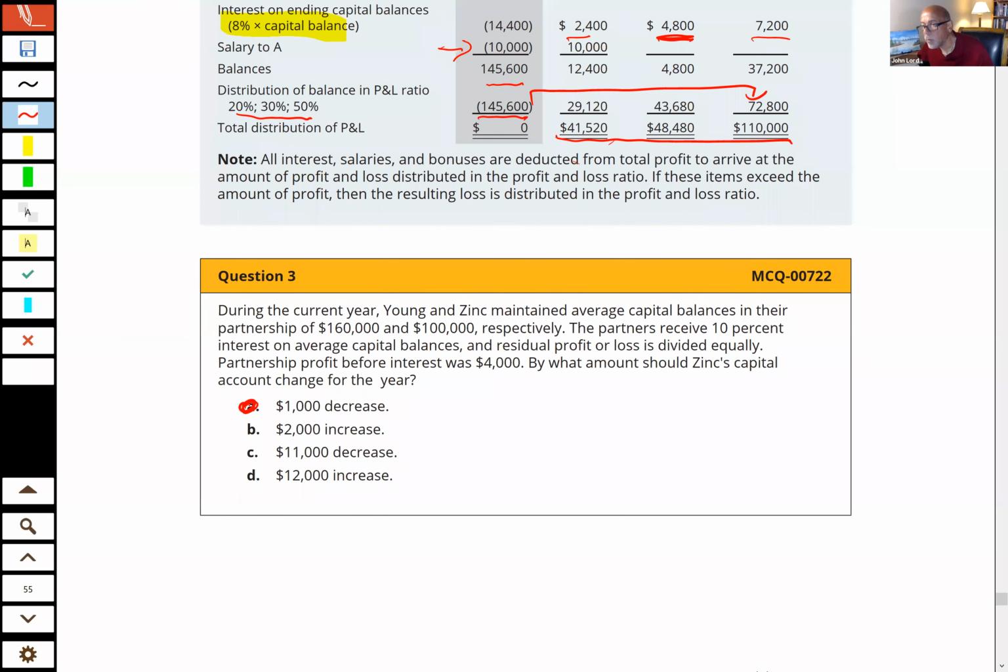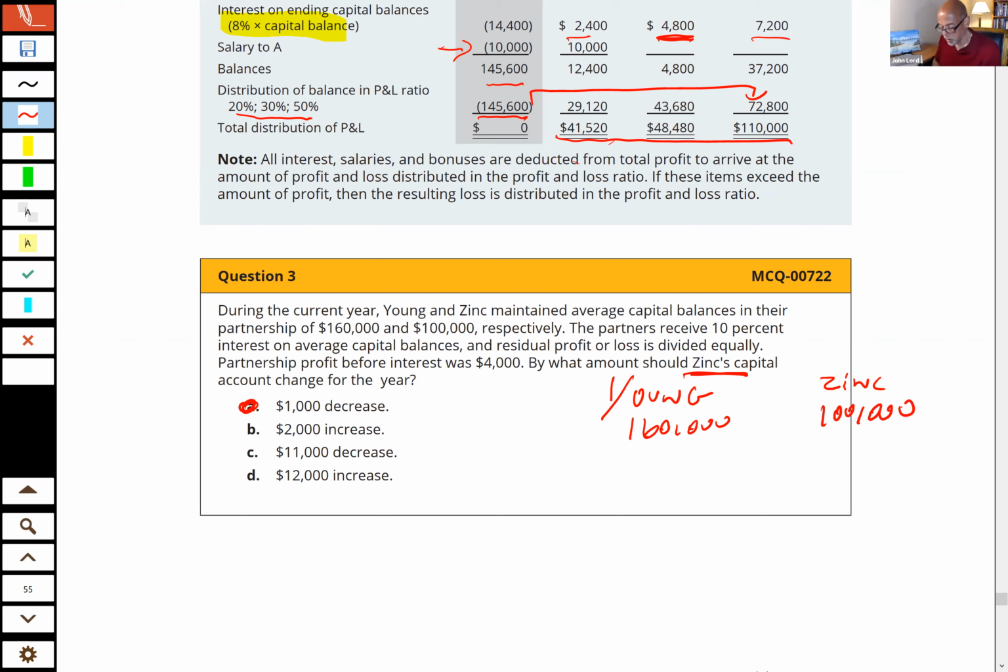So we have these two partners, and they have what? 160,000 in Young, I guess. And they have 100,000 in Zinc. Maybe that might be part of the problem here. Maybe you're thinking they were asking about both of them. They only asked about who? Zinc here, right? Okay.